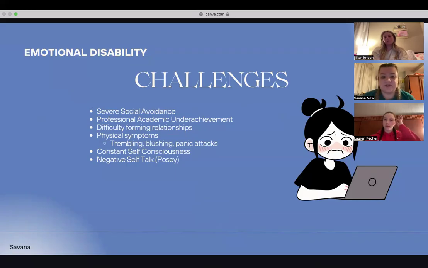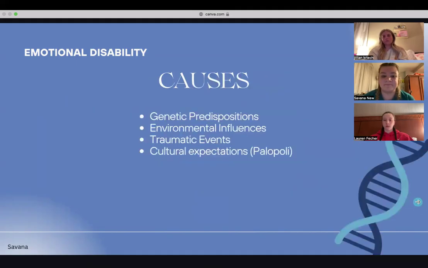The physical symptoms that they may put off in class, trembling, blushing, or panic attacks, could cause some more social anxiety when others may see that. They will be constantly self-conscious of themselves and everything they're doing. And then there might be some significant negative self-talk about everything that they're doing and worrying.